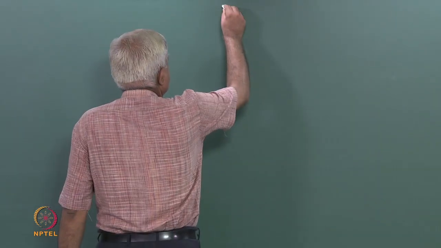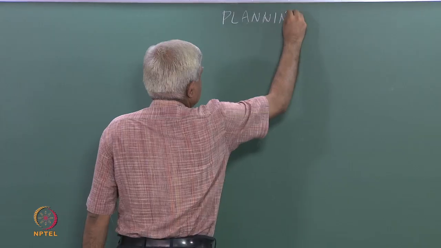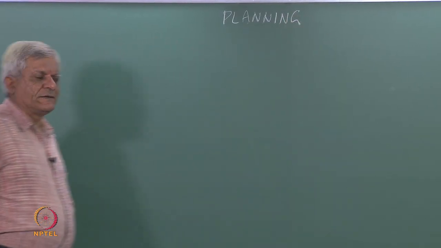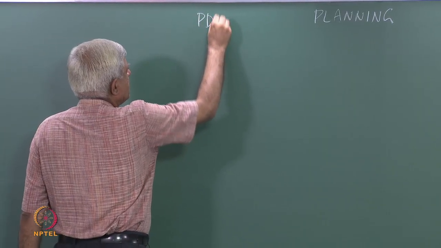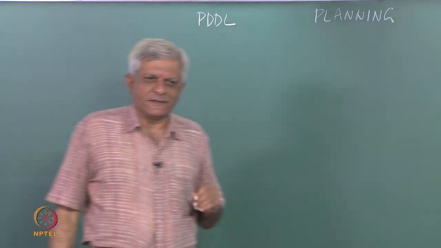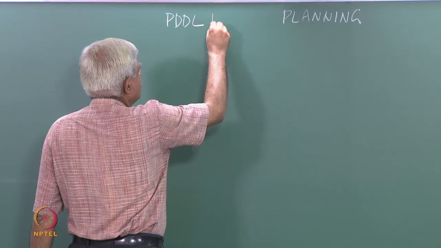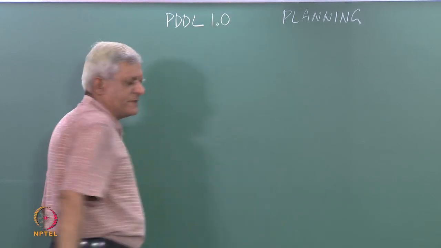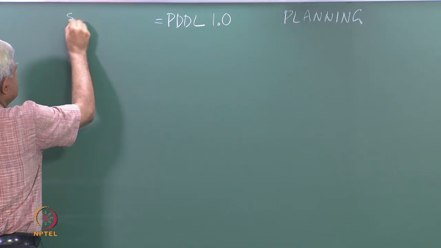Okay, so we are looking at planning, and in the last class we had looked at this language called PDDL. Very briefly we had talked about this planning domain description language, and we are looking only at the simplest version, which you can say is version 1.0, which is equal to the STRIPS domain.